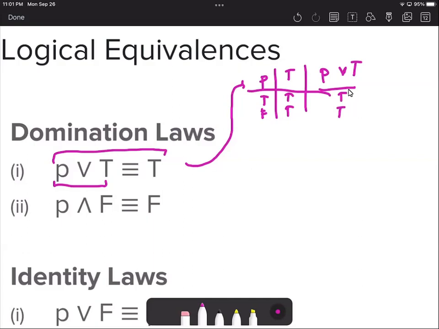We have already established that if we use the OR operator, the disjunction, it will evaluate to true if there is at least one true. So given that there is already a true value in here, then it's only logical that it will evaluate true or will be logically equivalent to true. Now, the other domination law is that if we take the conjunction of P with a false value, then it is logically equivalent to false.